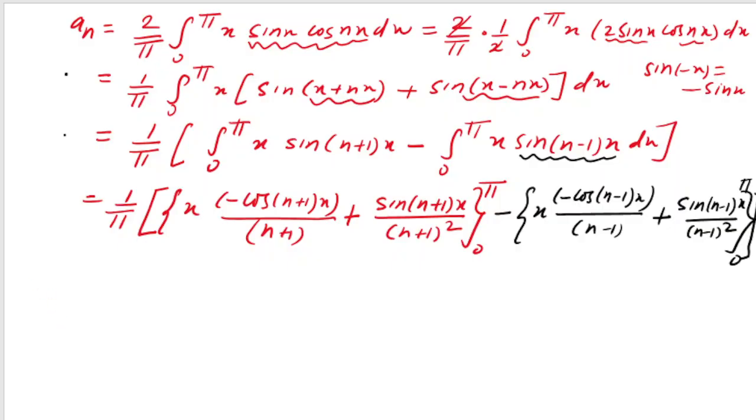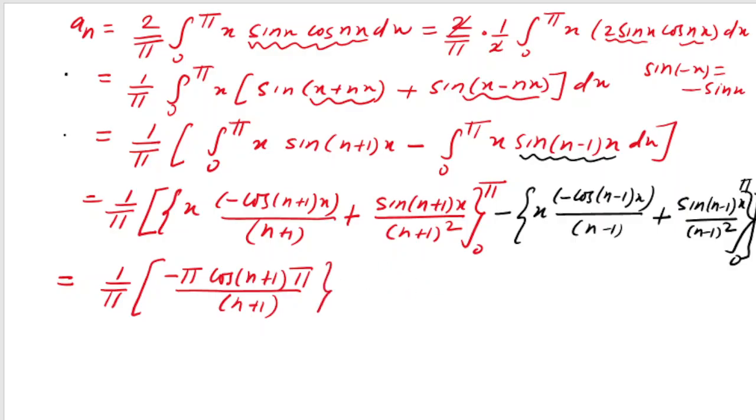So now let us do the substitution of the values. So I am writing it 1 by pi, right? And if I put the upper limit, I will get minus pi cos n plus 1 pi divided by n plus 1. And if I put the upper limit here in this, sin n plus 1 pi will become 0. If I put 0 here, x in 0 into anything will become 0. And if I put 0 here, sin 0 will be equal to 0. So every term other than the first will become 0. And this is the first part.